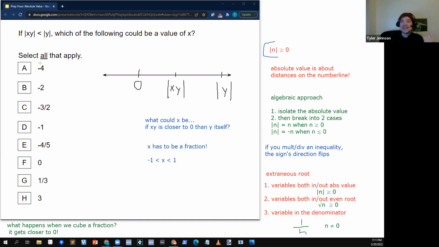So rather than test out each of these answers individually, it's much faster to just recognize that. Look at your choices. There's only 3 possibilities in that fractional range we're looking for. So E, F, and G are our answers.